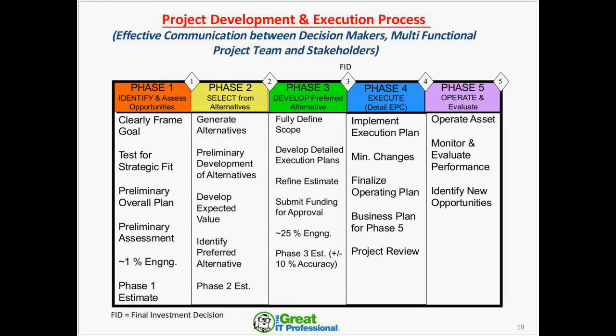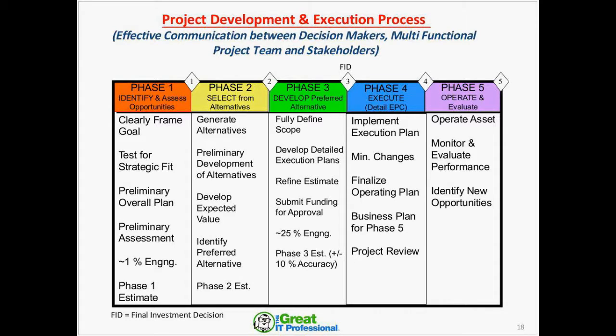You select from alternatives. Doing nothing is an option. Building something new is an option. Expansion is an option. Acquisition, divestiture, anything goes in phase 2. And the goal of phase 2 is to identify a preferred alternative by the end of phase 2. We'll have a phase 2 estimate at the end of phase 2, and this will have what we call a moderate contingency and a moderate accuracy.